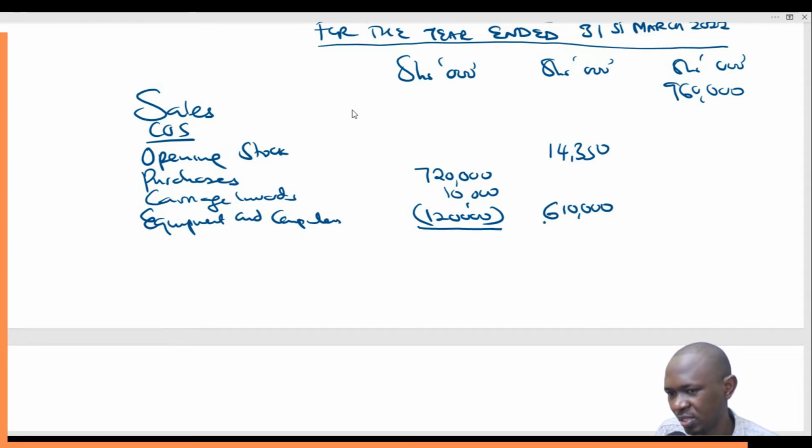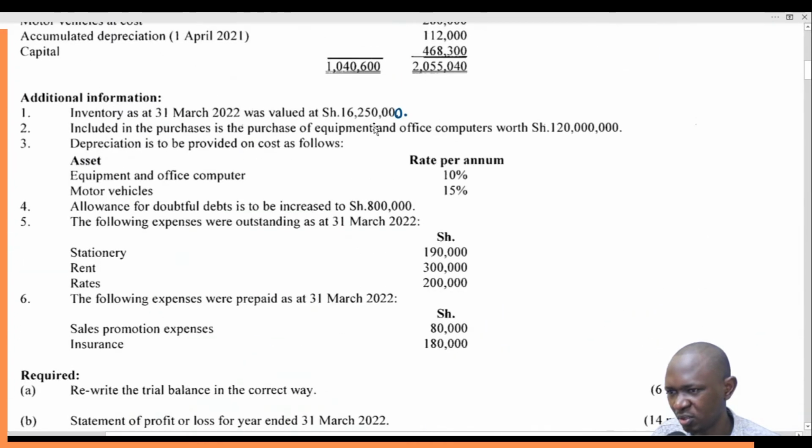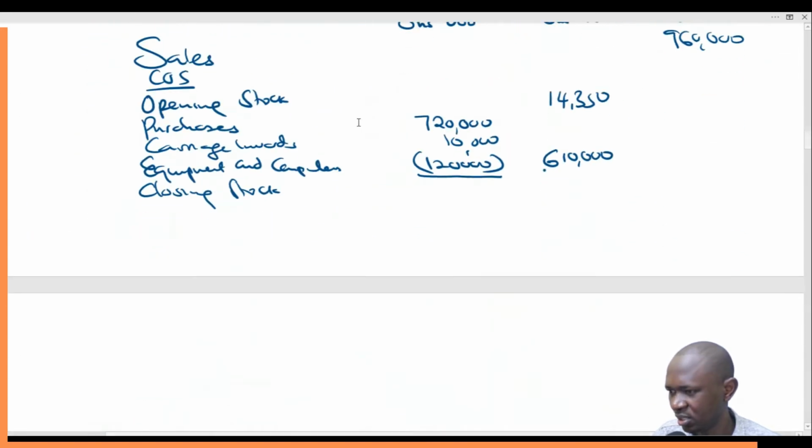So like that. So then with less what? The closing stock. And the closing stock, we'll just assume. Let's take 16,250. At least that way it makes sense because it's closer to the opening stock. So with less, let's get the figure. 14,350 plus 610,000 minus 16,250 gives us 608,100. So that is the cost of sales.